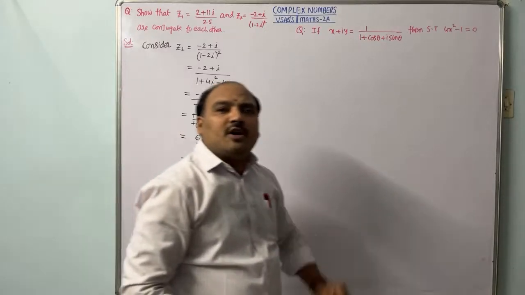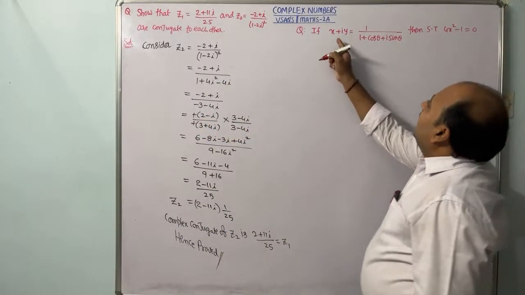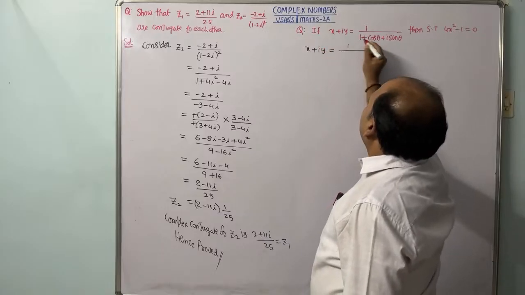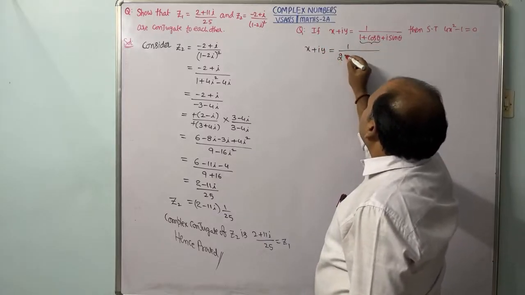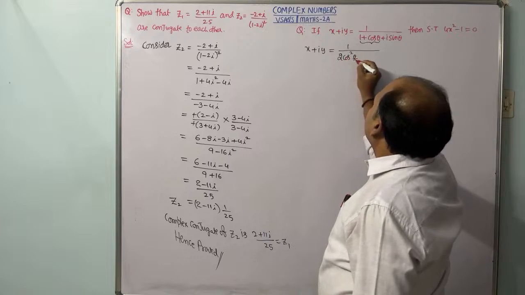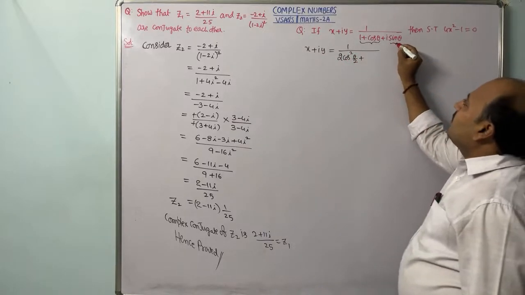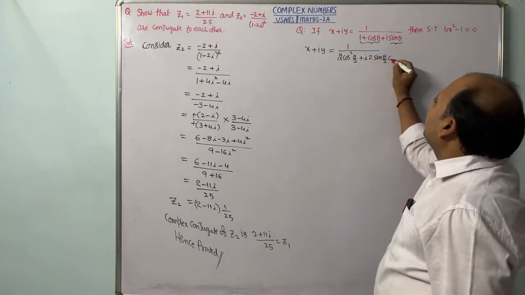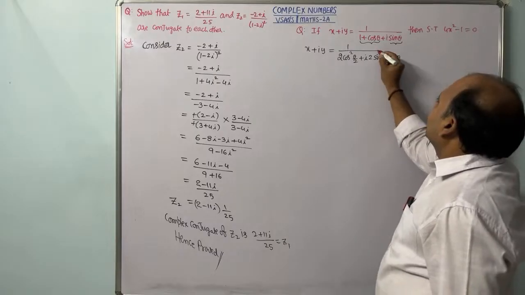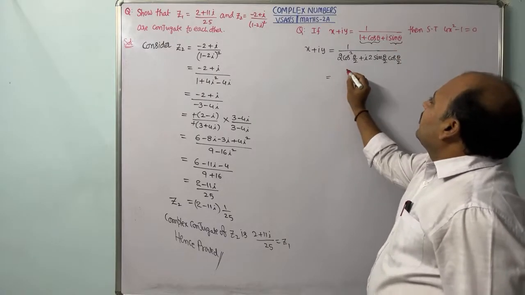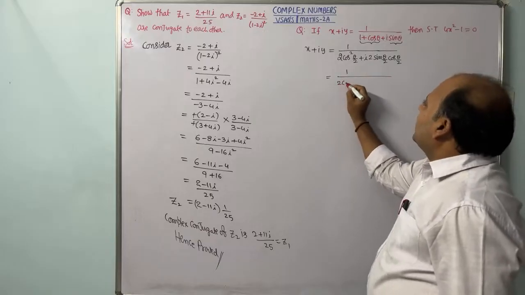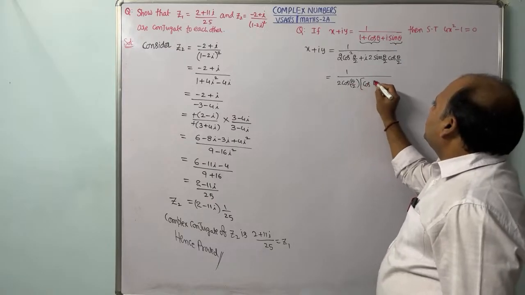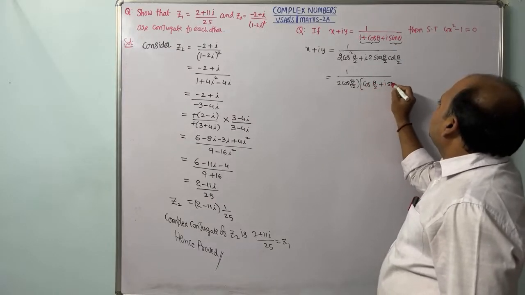We will move on to another question now. x plus iy is equal to 1 by 1 plus cos theta plus i sin theta. We can write 1 plus cos theta as 2 cos square theta by 2, and sin theta can be written as i into 2 sin theta by 2 cos theta by 2. So this is equal to 1 by 2 cos theta by 2, taking it out common, into (cos theta by 2 plus i sin theta by 2).